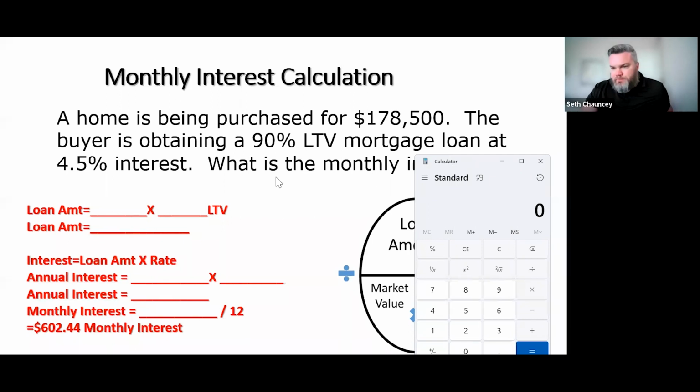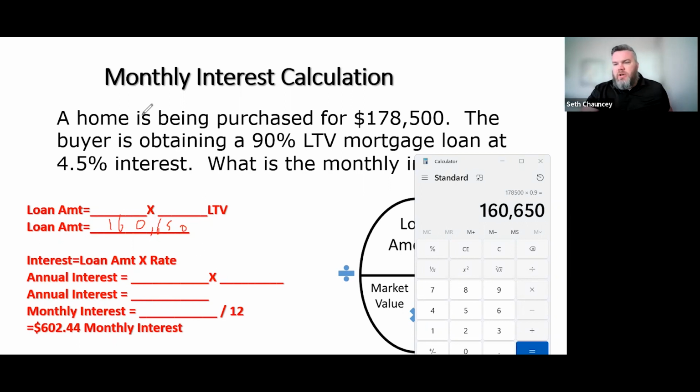So multi-step here. First, you got to find the loan amount. So we've got the purchase price. So purchase price times your loan to value ratio. So 178,500 times 0.9 or 90% gives us our loan amount of 160,650.